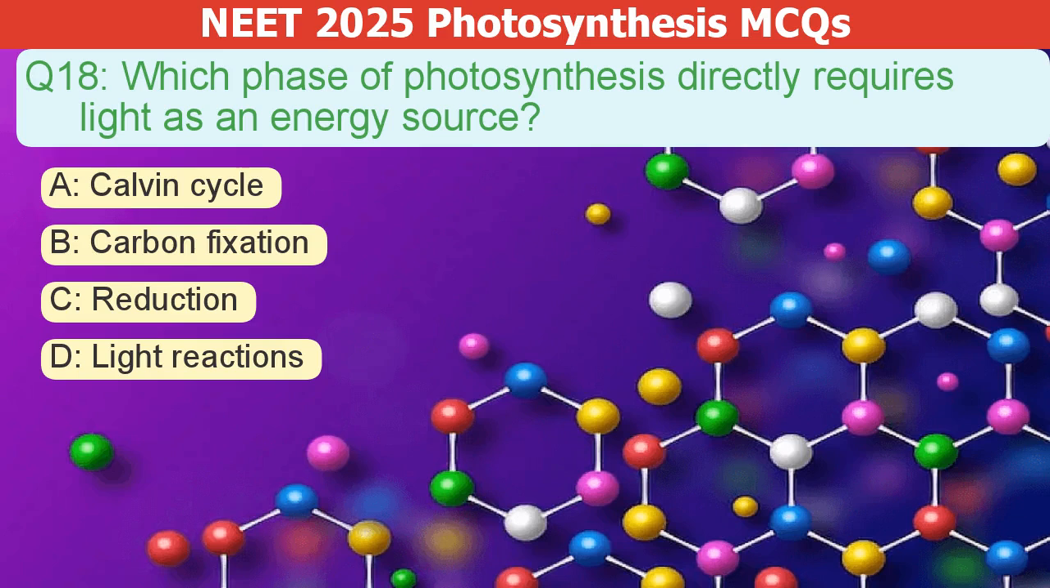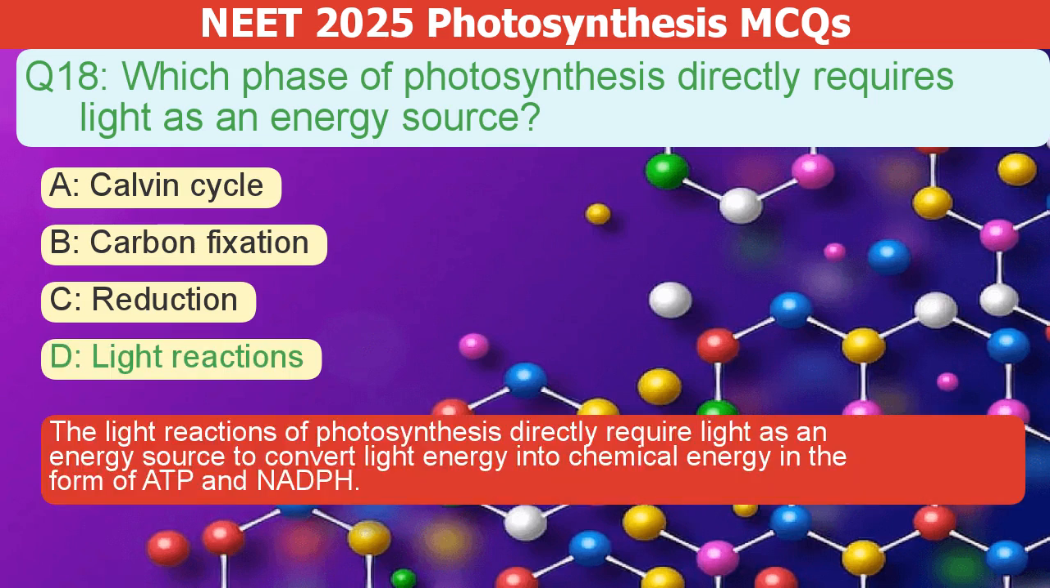Which phase of photosynthesis directly requires light as an energy source? A. Calvin cycle. B. Carbon fixation. C. Reduction. D. Light reactions. The correct answer is D.